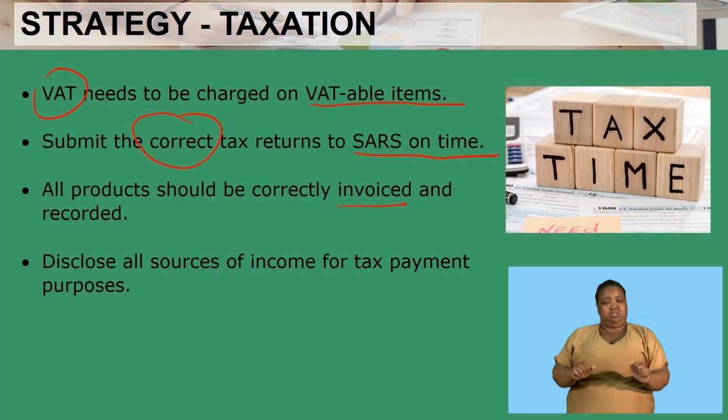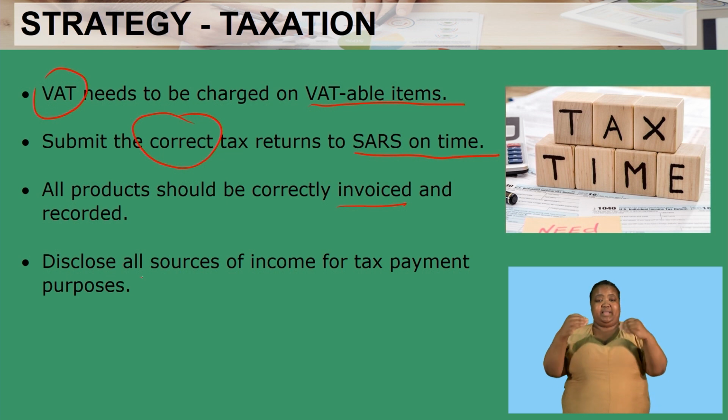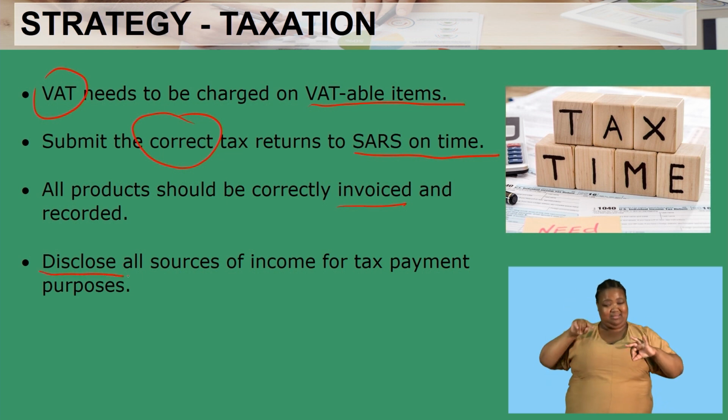Disclose all sources of income for tax payment purposes. Disclose. You need to state everything that you are earning in a business. If you've got multiple streams of income, you need to disclose all of that for tax payment purposes. So we've covered our unethical business practice.